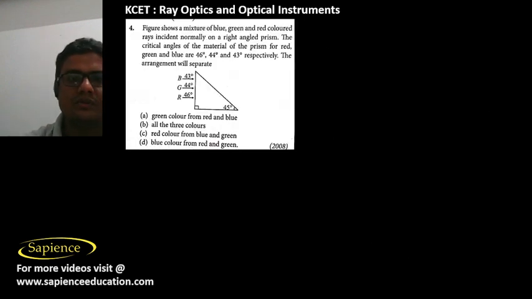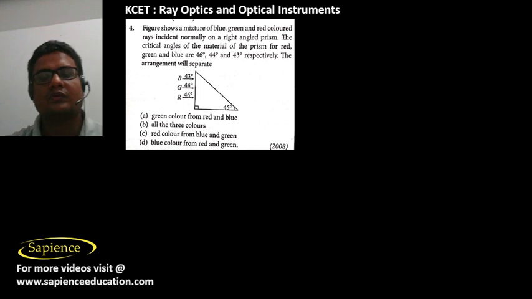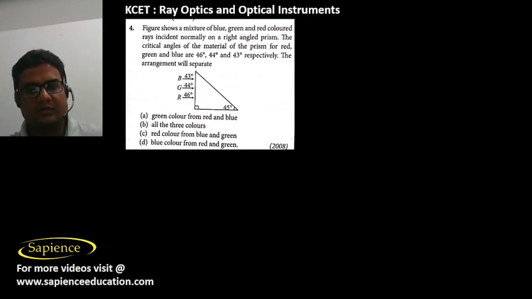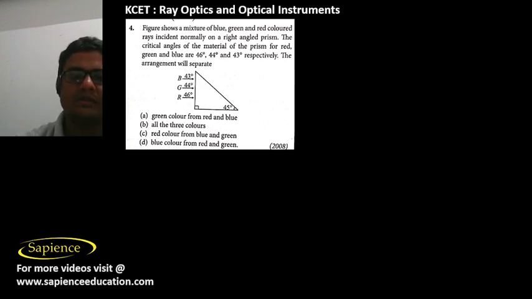Then in question number 4, it is told the figure shows a mixture of blue, green, and red colored rays incident normally on a right angled prism. The critical angles for the material of the prism for red, green, and blue are 46 degree, 44 degree, and 43 degree respectively. This arrangement will separate red color from blue and green. So what will happen, that we have to find.